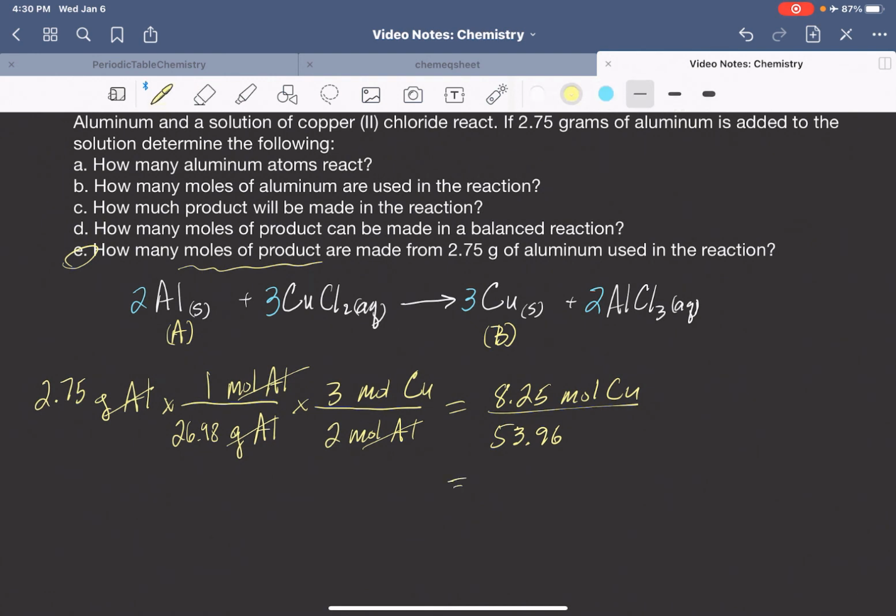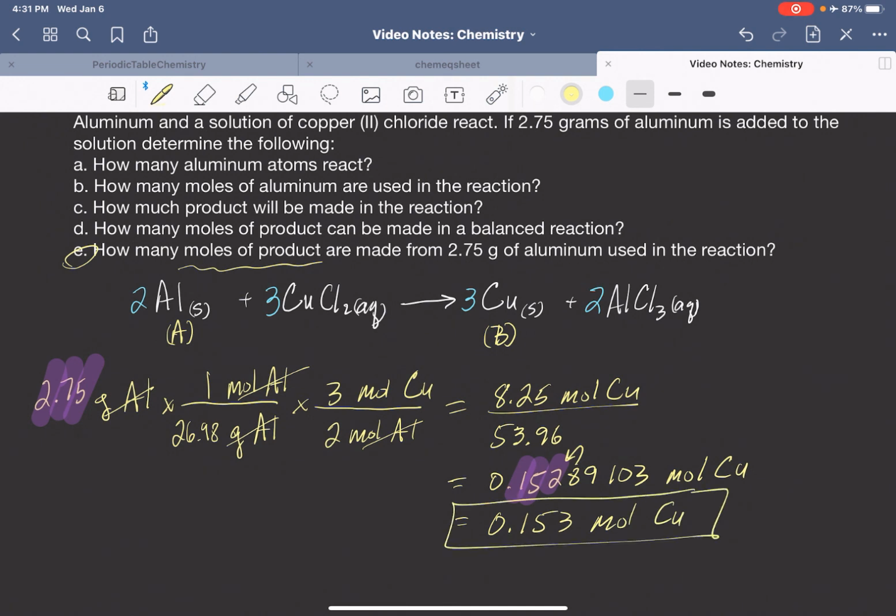So now 8.25 divided by 53.96, that is 0.15289103. Don't need all of those, but just for training purposes, I'm writing them all down. 1, 2, 3 sig figs. This 8 will round that 2 up, 0.153 moles of copper. There's the first part to E.